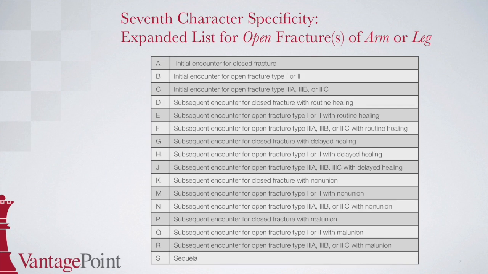But now, for open fractures, the Gustilo fracture classification is depicted, which you can see for seventh characters B, C, E, F, H, J, M, N, Q, and R. We'll look at the Gustilo fracture classification on the next slide.